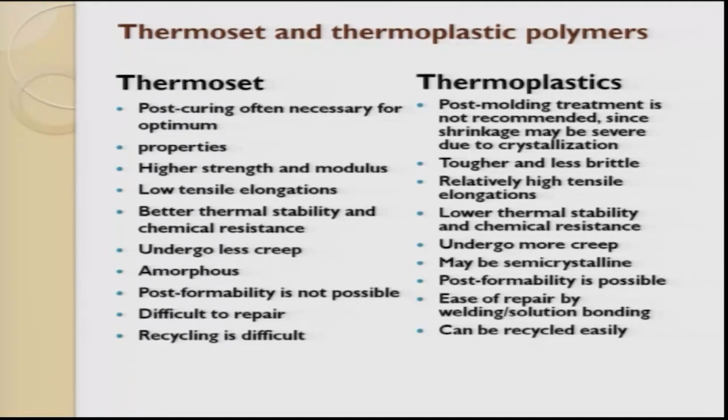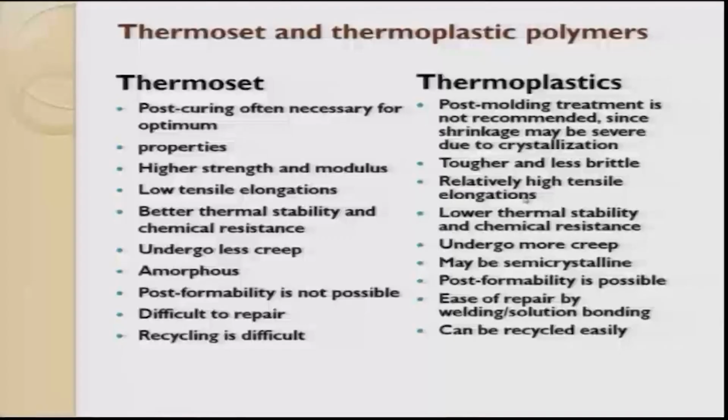But the biggest problem is that in thermoplastic the shrinkages are very high. So you have to make sure in your mold design itself these properties are taken care of. Thermoset has a very high strength to modulus. The toughness is low and brittleness is high. It has low tensile elongation. Thermoplastic has relatively high tensile elongation.